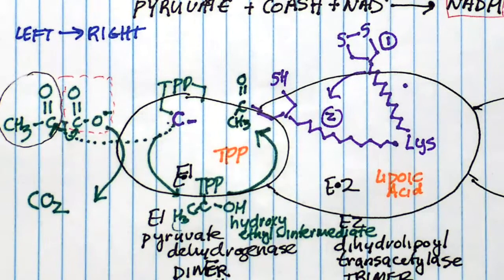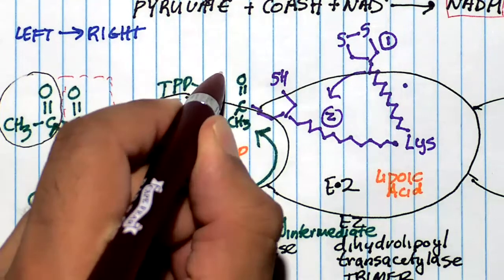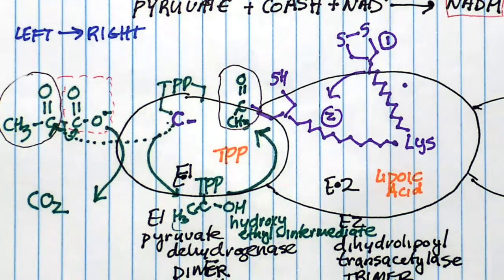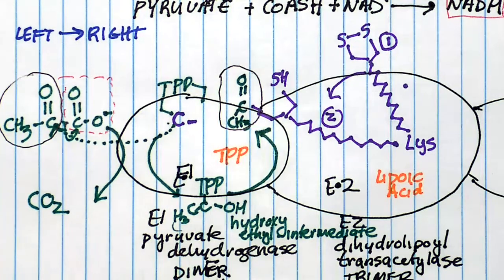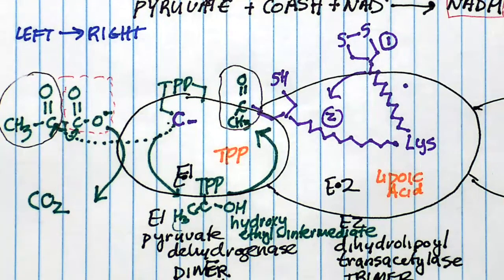Okay, so notice what we have done here. We have moved this acetyl group to TPP, giving a hydroxyethyl intermediate, and then from TPP it donates that acetyl group to reduce one of the ends of the lipoic acid side chain. All right, so this would be form 2 of the tether.